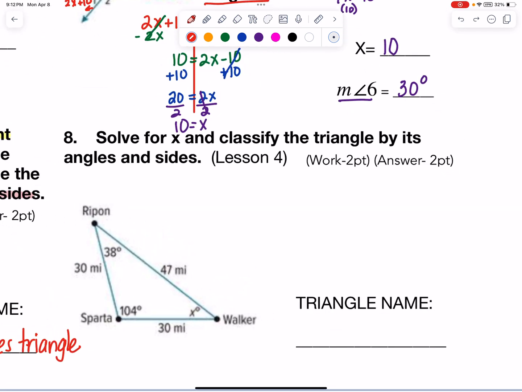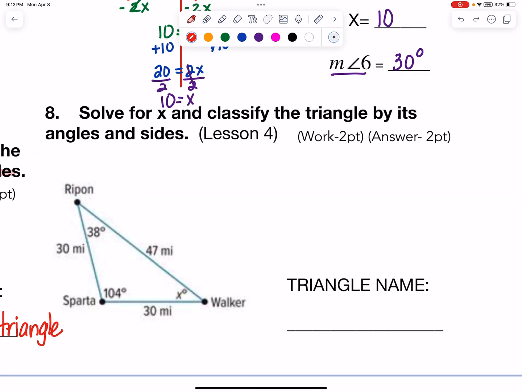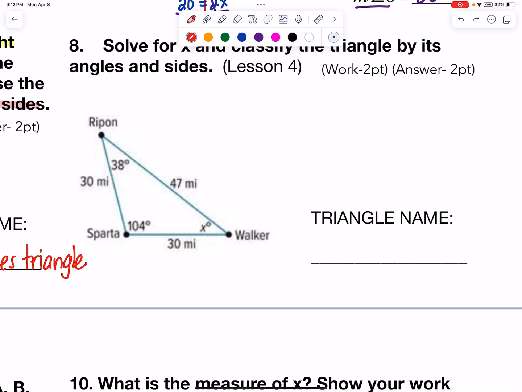Okay, all right, number 8, solve for x and classify the triangle by its angles and sides. I can do that already. I know this is 30 miles and this is 30, so they're actually the same length. And my angle here is obtuse. So I start by angle, and it's an obtuse isosceles triangle. Okay, if they were all smaller than 90, it would be an acute triangle. Okay, and because we have 2 sides the same length, it's isosceles.